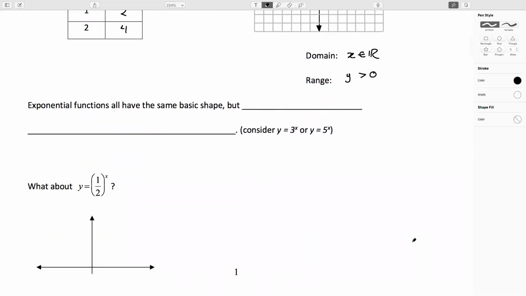Exponential functions all have the same basic shape, but the steepness, and I don't think this is a real word, there's probably an actual word for this, the steepness depends on the base a. For example, 3 to the x versus 5 to the x. Powers of 5 will increase faster than powers of 3, so 5 to the x would be a steeper graph.